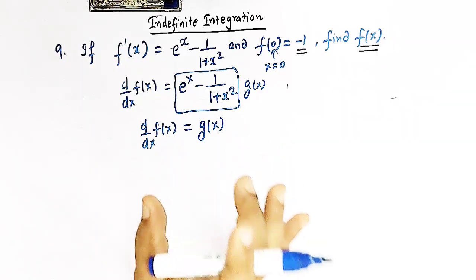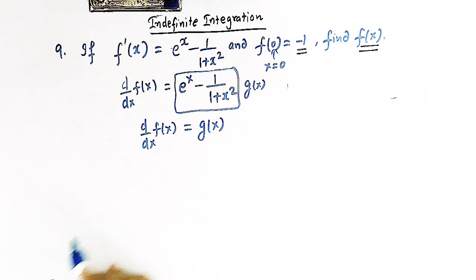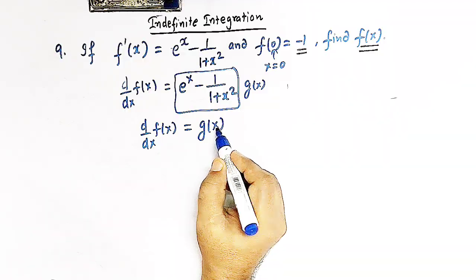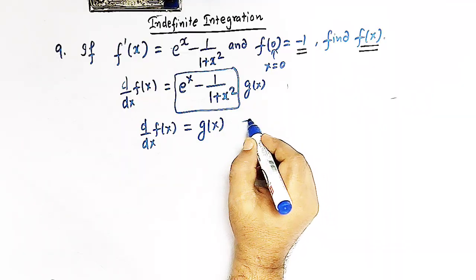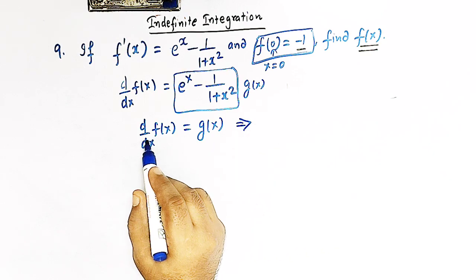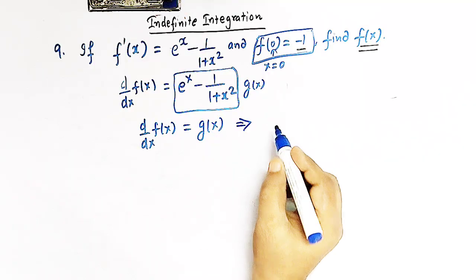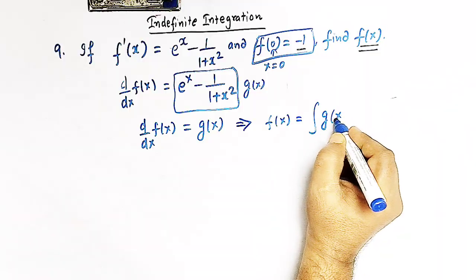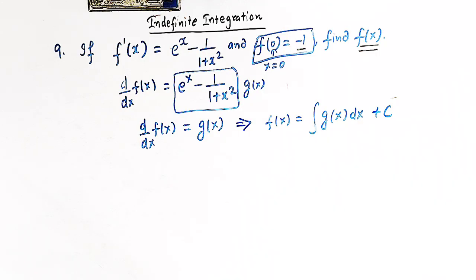Here we are going to make use of the definition of indefinite integral, right? So the derivative of f of x is equal to g of x, that is this function e raised to x minus 1 over 1 plus x square. From this relation we can conclude that if the derivative of f of x is equal to g of x, then f of x is given by the integral of g of x plus c, where c is the constant of integration, right?